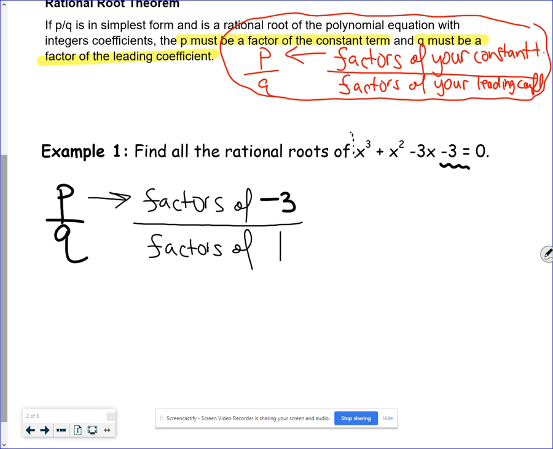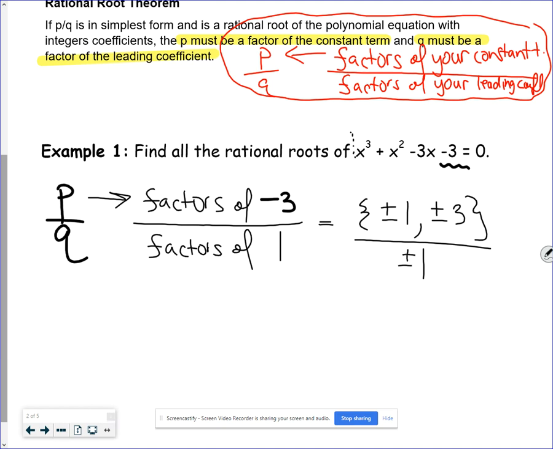So let's list out all the factors of negative 3. Well, 1 divides negative 3, and so does negative 1. So we have positive and negative 1. 3 divides 3, and so does negative 3. So we have positive and negative 3. Are there any other integers that divide negative 3? No. So these are all the factors of negative 3: 1, negative 1, 3, negative 3. So there's 4 factors. What are all the factors of 1? Well, we got 1, and we also got negative 1.